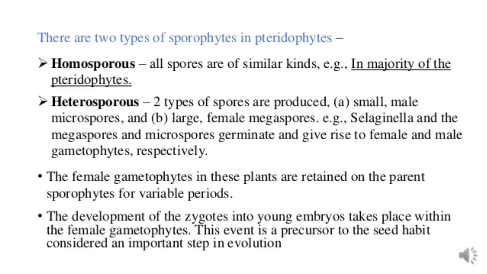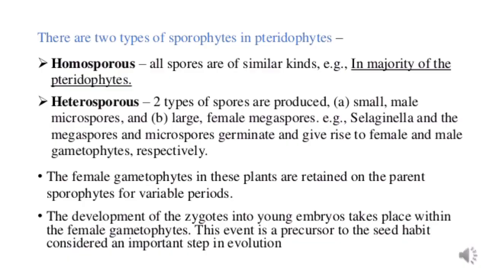For example, in the majority of pteridophytes, which are homosporous. Heterosporous: two types of spores are produced, a small male microspore and a large female megaspore, as in Selaginella. The megaspores and microspores germinate and give rise to female and male gametophytes respectively.